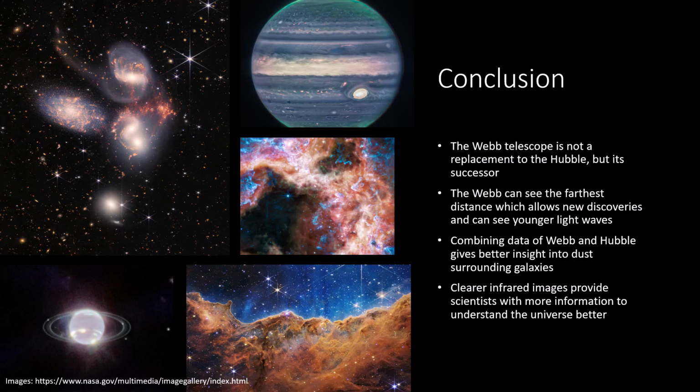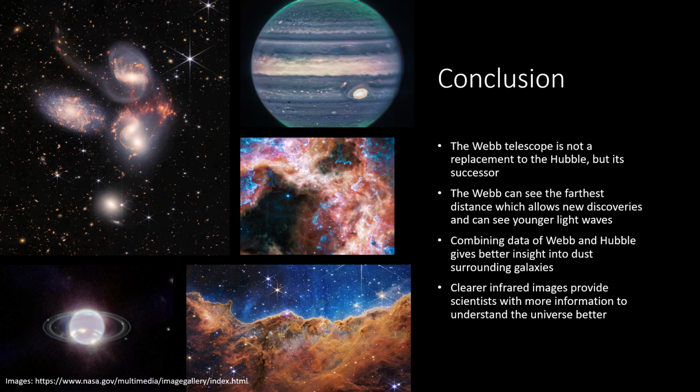Finally, the Webb telescope is not just a replacement to the Hubble, but its successor. You'll hear a lot of scientists saying that. The Webb can see the farthest distance, of course, and that helps us see back in time and things like that. Combining data of Webb and Hubble gives us better insight into surrounding galaxies.